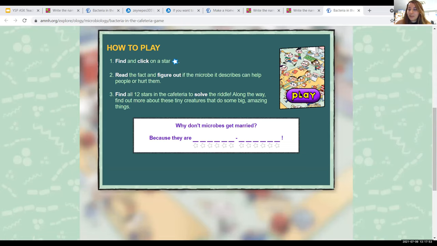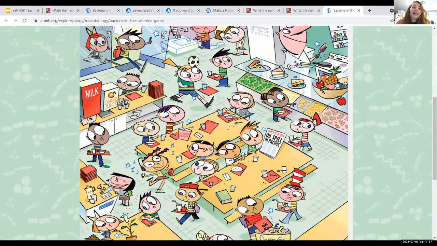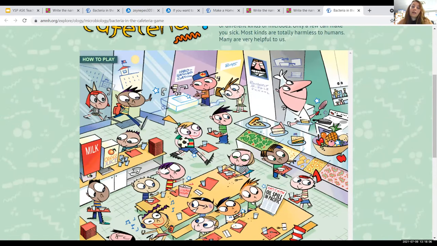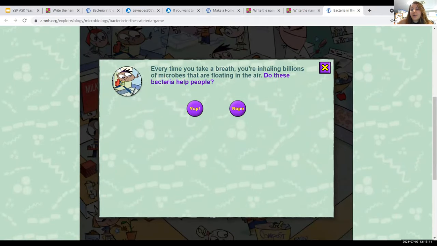Okay, I'm clicking play and I hope you are doing that also. We will click the stars, find the stars, and then we will answer the question when it's asking. For example, this. Every time you take a breath, you are inhaling billions of microbes that are floating in the air. Do these bacteria help people? I want your answers, yes or no. Two different answers. Okay, two yes, one no. Three yes, one no. Okay, any more answers? Okay, I'm going for yes.